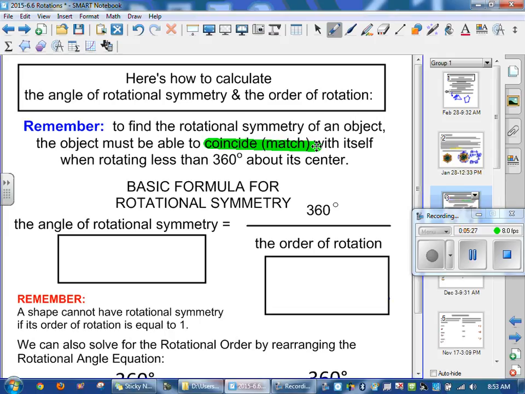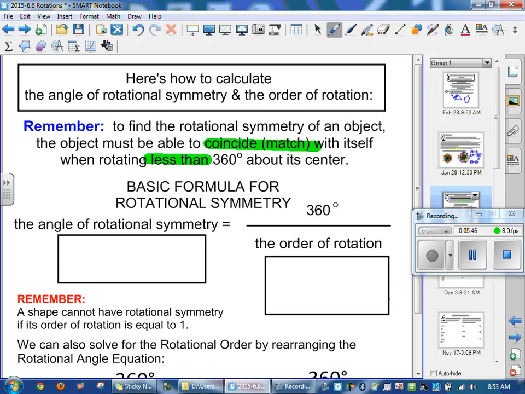Less than 360 degrees, in less than. Because if you do it at exactly 360 degrees, if your rotational order equals 1, it's considered to have no rotational order, because everything has a rotational order of 1. Okay? So if it is less than 360 degrees, that'll give it a rotational order.